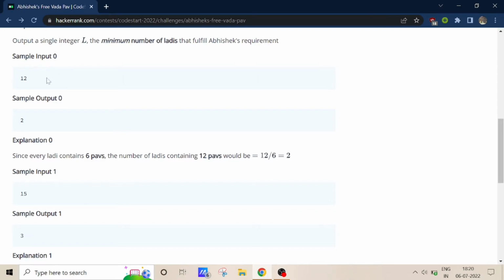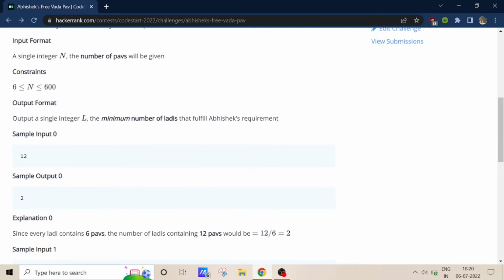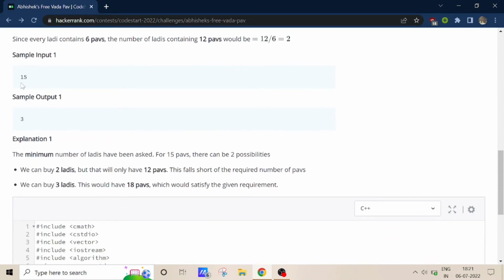And let's find why this word minimum was put here. The zeroth sample test case is n is 12 here. That is the number of pavs, and since 12 pavs are required, I can directly find that 12 by 6 is 2, so 2 ladis would fulfill that requirement. Like 6 pavs requirement can be fulfilled by 1 ladi, 12 pavs with 2 ladis, 18 pavs with 3 ladis, and so on. And similarly, coming to the first sample test case, where I've been given a requirement of 15 pavs, the output expected was 3.